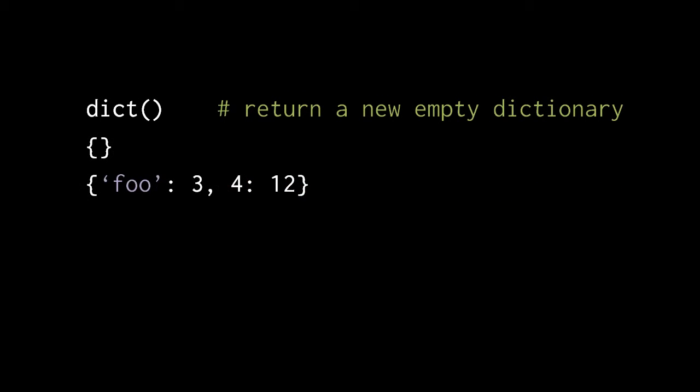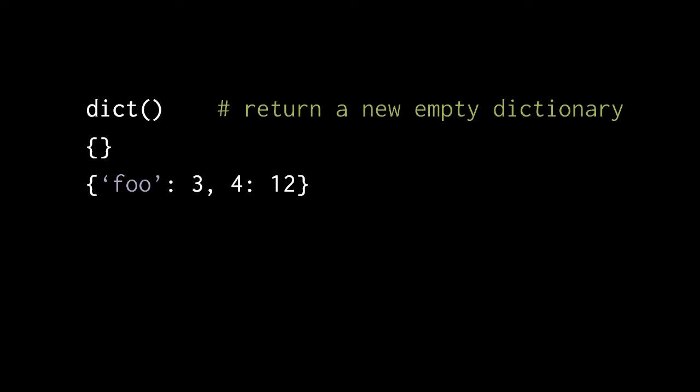First off, to create a dictionary, we can simply invoke the dictionary class called dict. This returns a new empty dictionary. More commonly, however, we create dictionaries with curly braces, just like we create objects in JavaScript. So here, this empty pair of curly braces returns a new empty dictionary, and then the second pair of curly braces has two key value pairs. The first with the key string of foo and the value 3, the second with the key number 4 and the value 12. Two differences from JavaScript to note here.